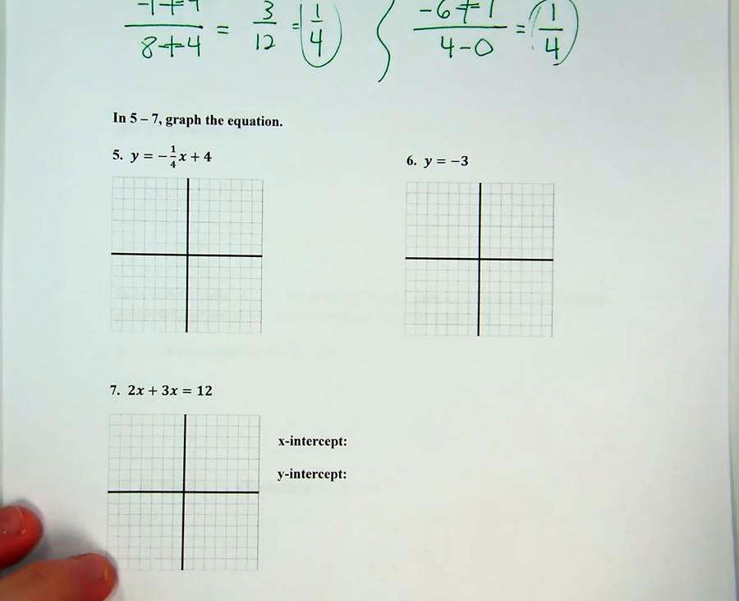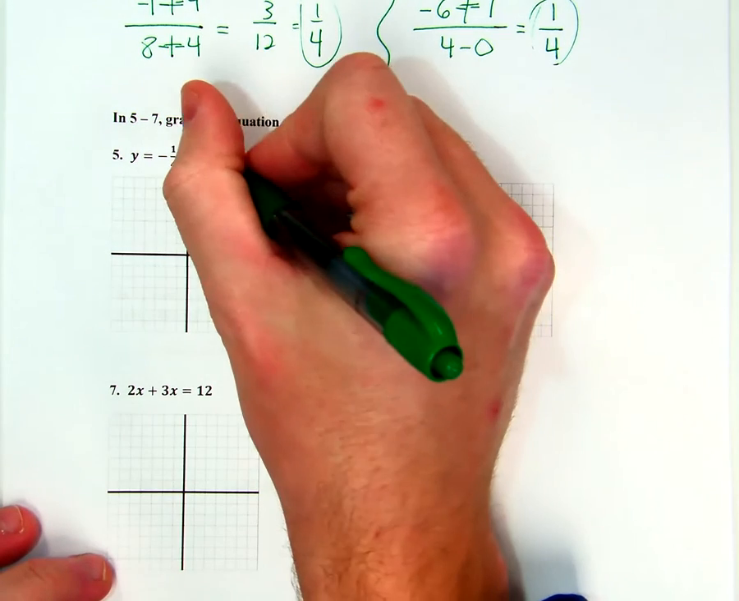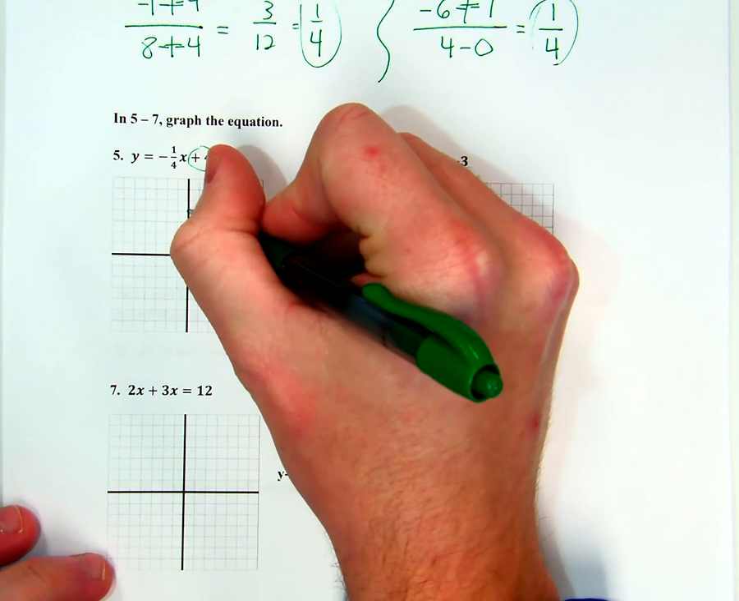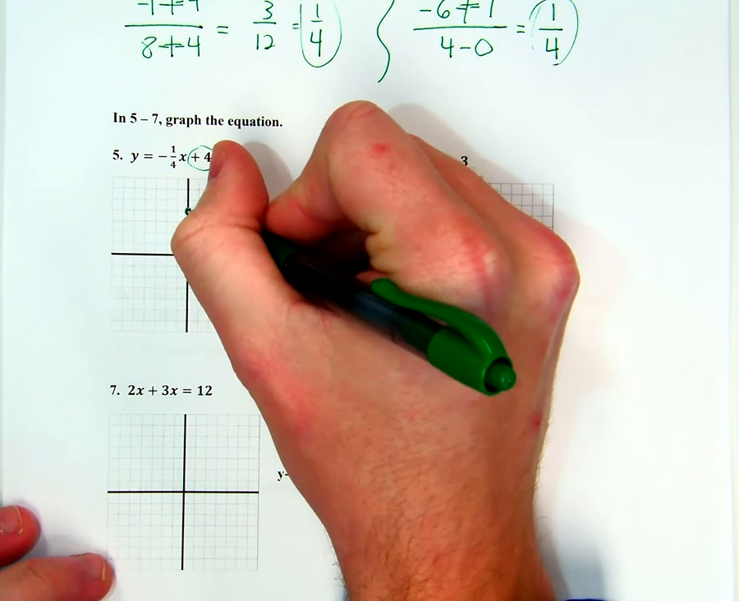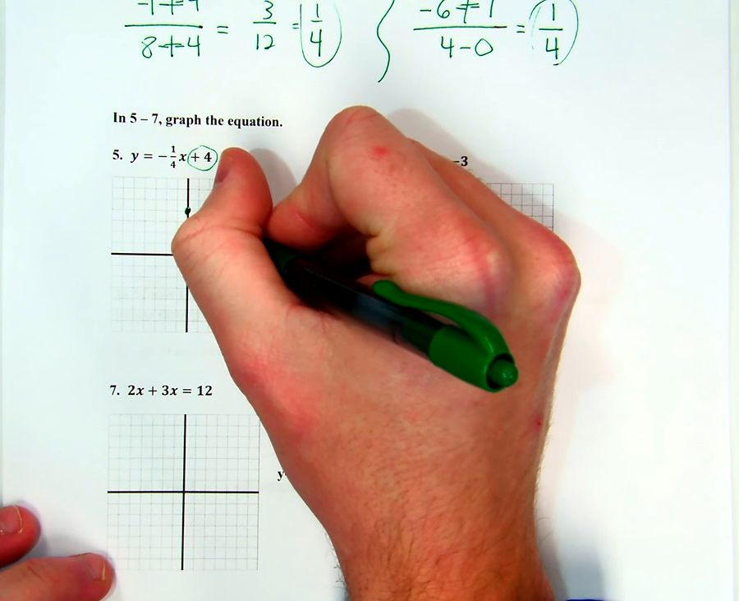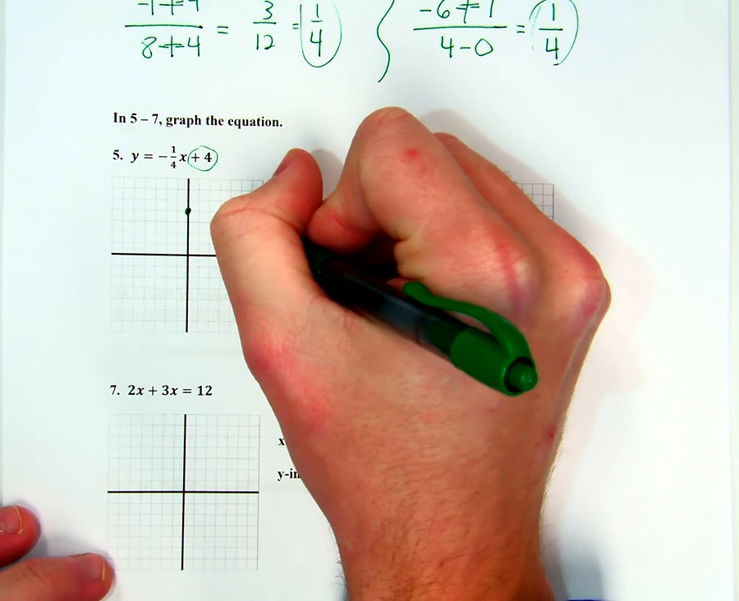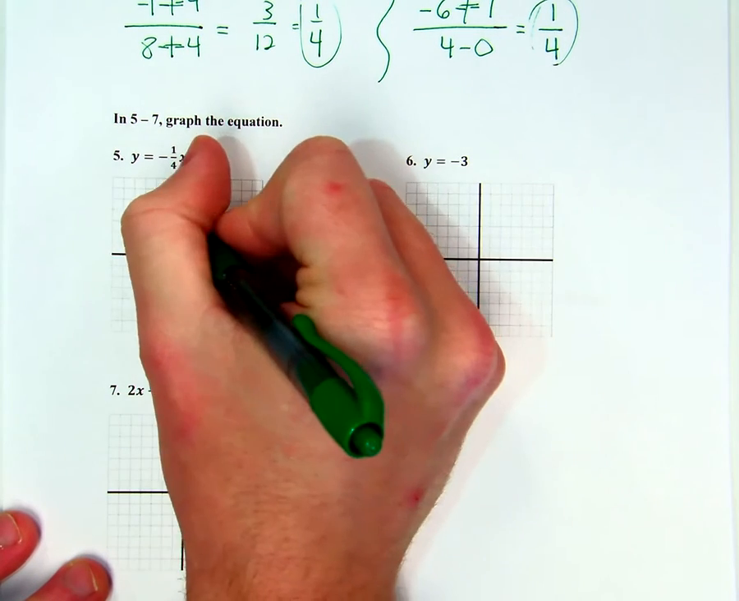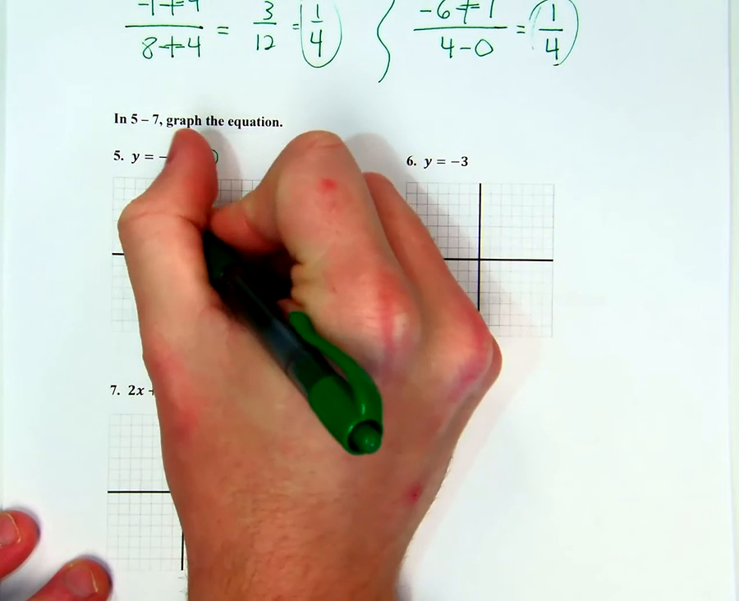Number 5 asks us to graph the equation y equals -1/4 x plus 4. We always start graphing with the y-intercept at +4. The slope of this line is -1/4, which means down 1, right 4 to put the second dot. Once you have two dots, you can draw your line through them.